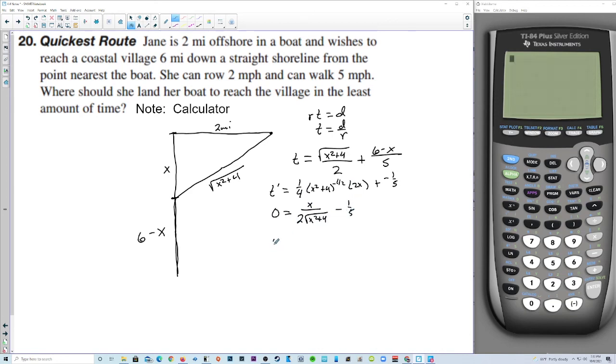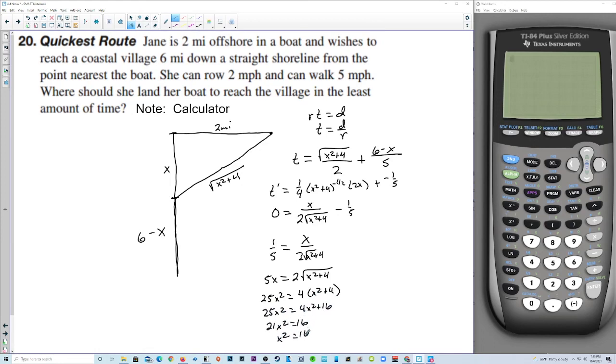Let's add over 1/5. So we have 1/5 is equal to x over 2 square root of x squared plus 4, and we can cross multiply. So 5x is equal to 2 times the square root of x squared plus 4. Let's square both sides to get rid of the radical. We have 25x squared is equal to 4 times x squared plus 4. And let's distribute. So 25x squared is equal to 4x squared plus 16. Subtracting 4x squared, 21x squared is equal to 16.